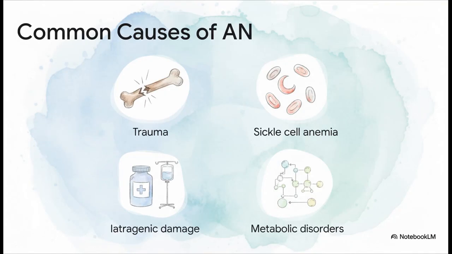So, what causes this blood supply to get cut off? Well, it's not just one thing. It can be a whole bunch of stuff. You've got trauma, like a bad fracture or a dislocation. Then there are metabolic issues or even blood disorders, like sickle cell anemia. And, this is a big one you can't forget, sometimes we cause it. It's iatrogenic, meaning it's from medical treatment, like high-dose steroids or even complications from dialysis.